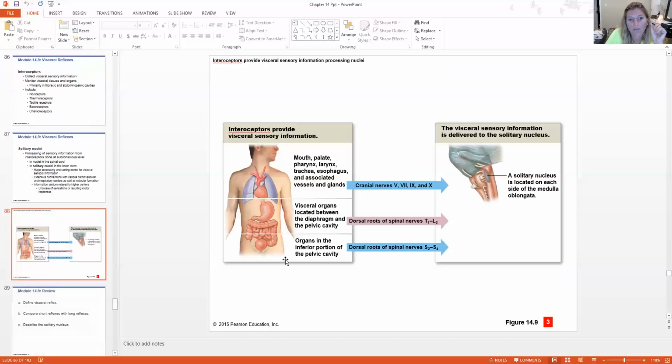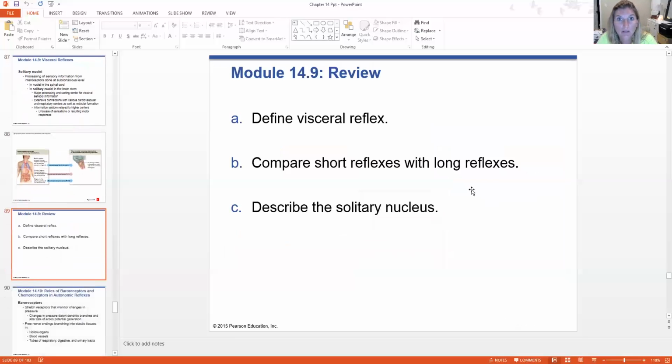So all of that internal stuff that's going on is mostly relayed right at the brainstem instead of going up to our conscious awareness. Thank goodness. Otherwise, our brains would just be really full of extra stuff that we didn't really need to know. Here are 3 questions. You can pause the video, go back and review.